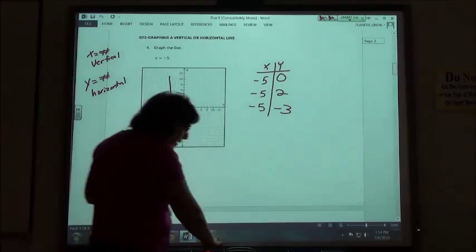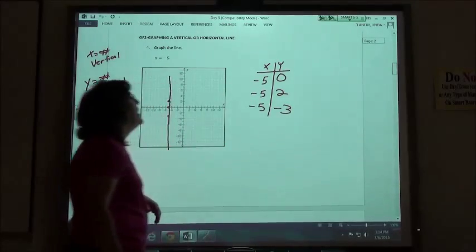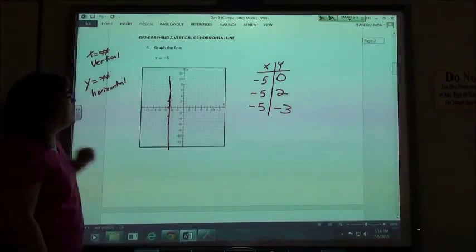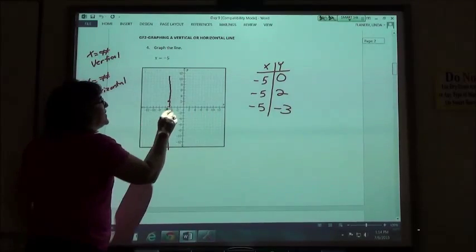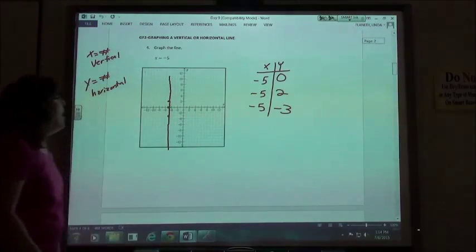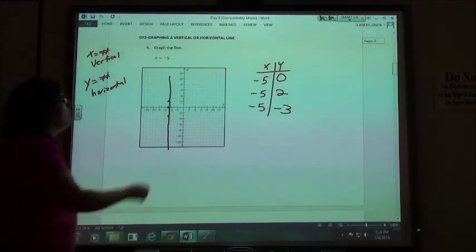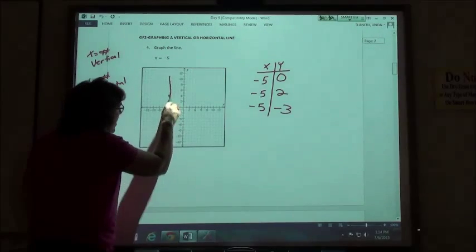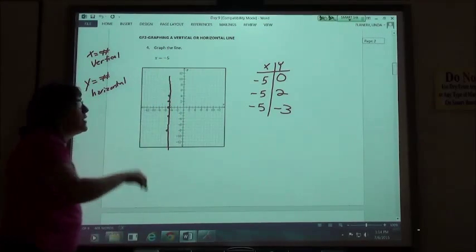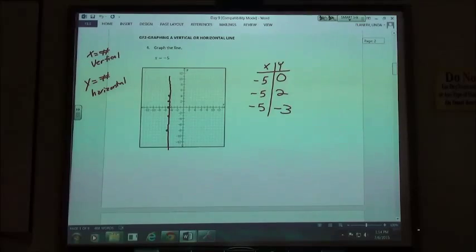So normally what I do, instead of making a table, is I look and say, okay, x equals -5. On my x-axis, I mark -5. I know my line has to go vertical, so I just mark a point that's straight up and straight down so that I can connect my dots and draw my line.